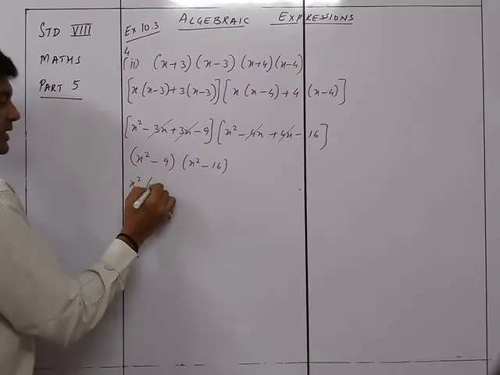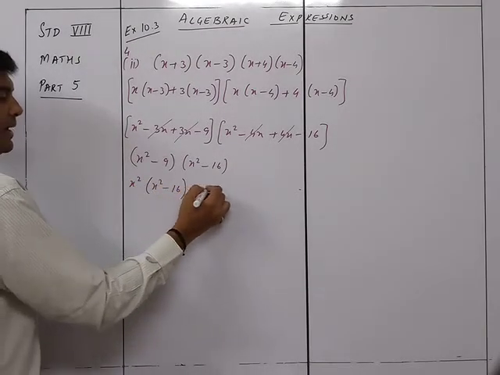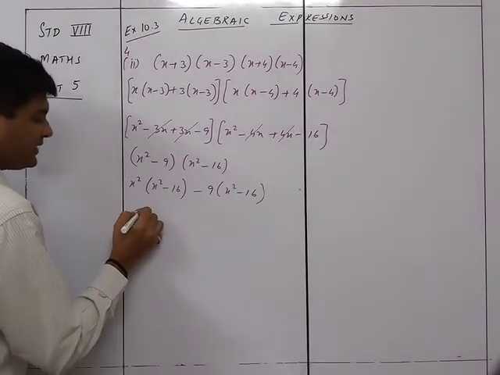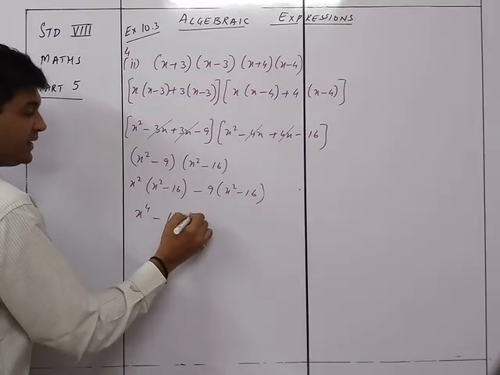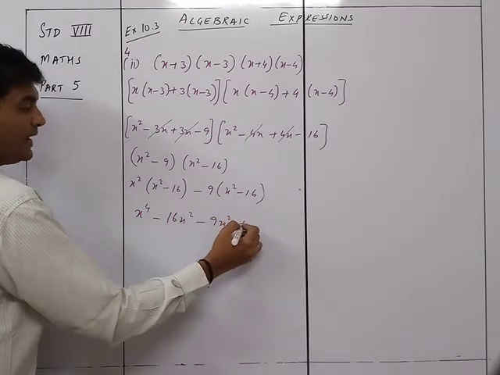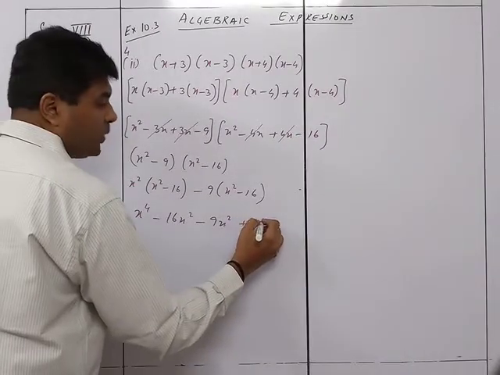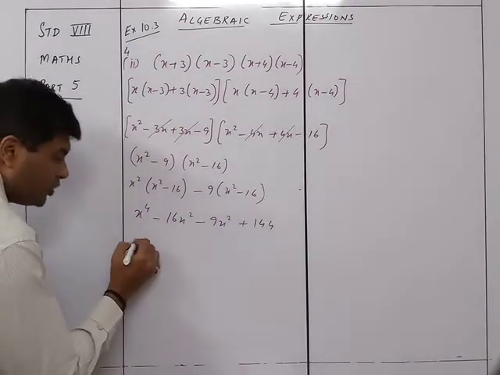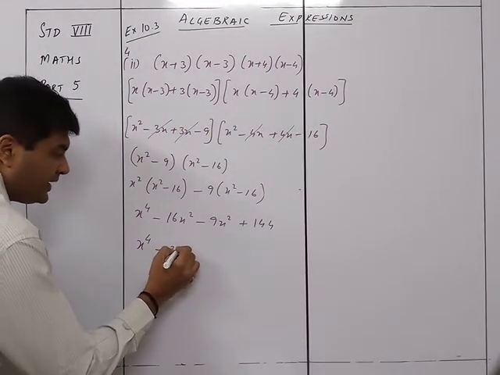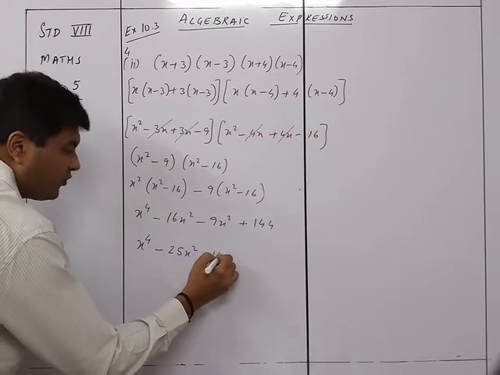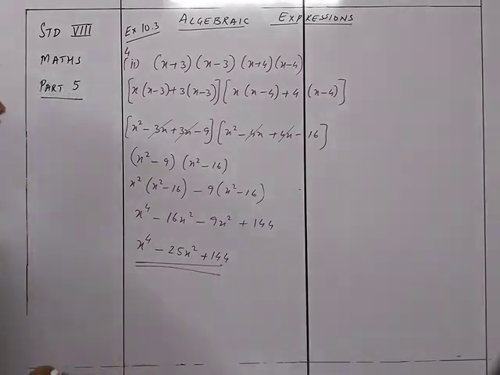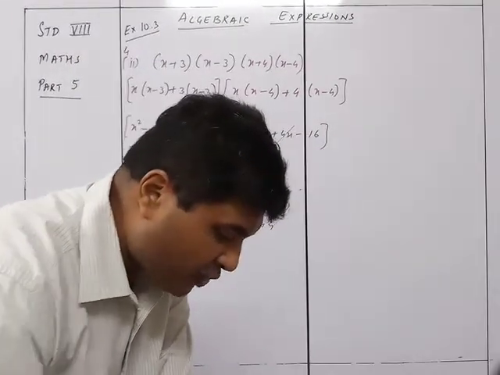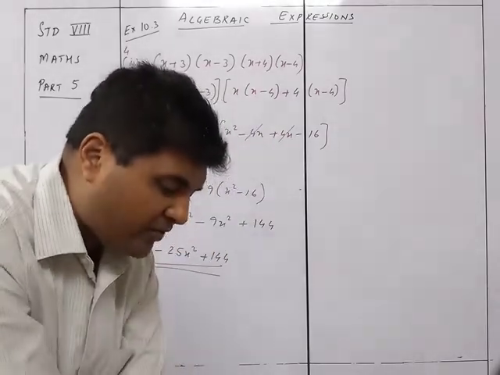So it will be x square into x square minus 16, minus 9 into x square minus 16. x square into x square is x raised to 4, minus 16x square, minus 9x square, plus 16 9s is 144. These two are like terms, so it will be x raised to 4 minus 25x square plus 144. That's the answer for sum number 4th, second sum: x raised to 4 minus 25x square plus 144.